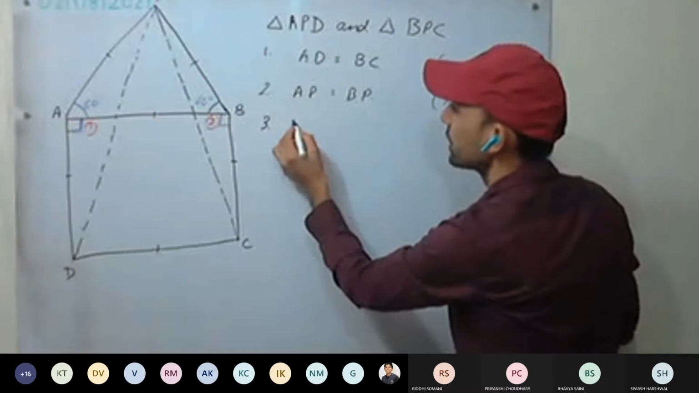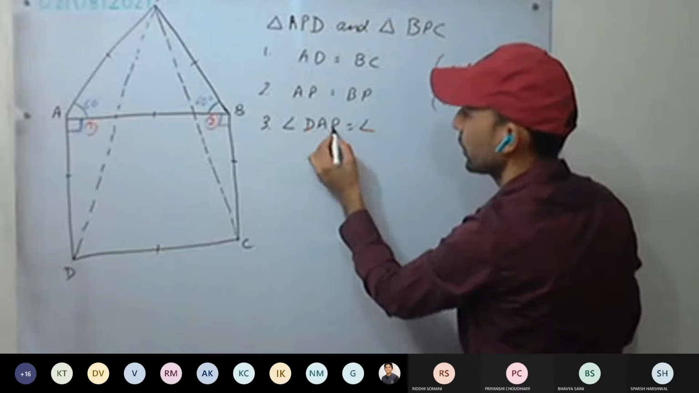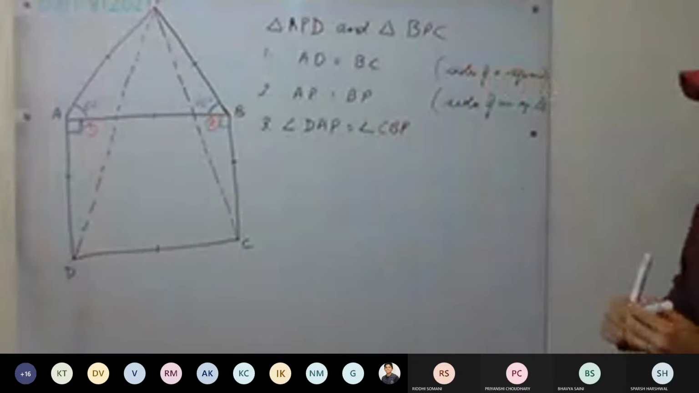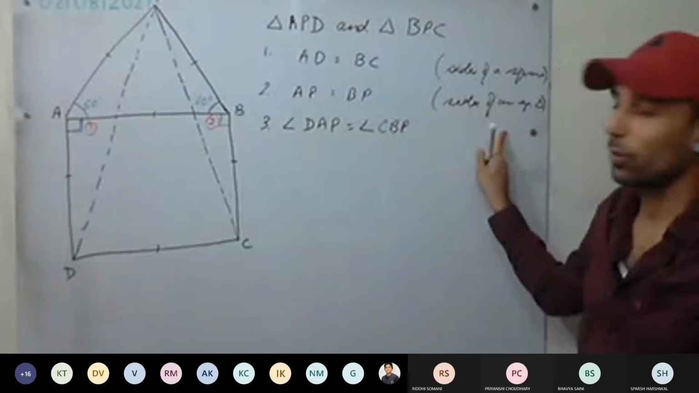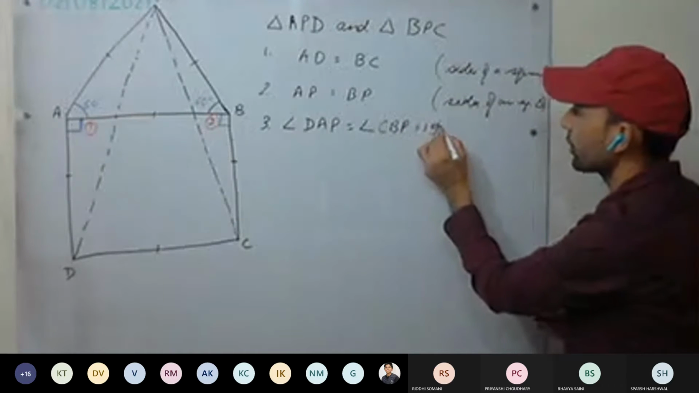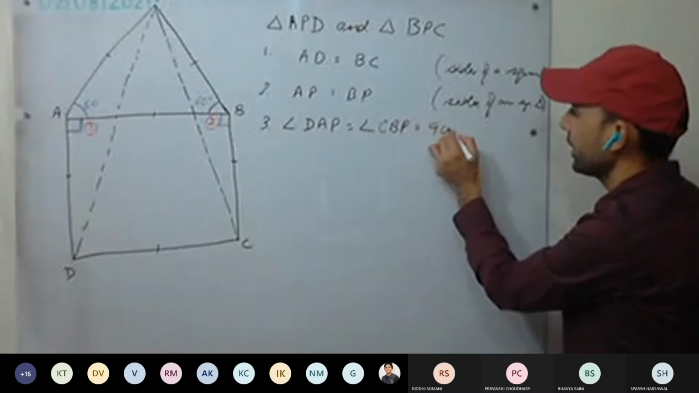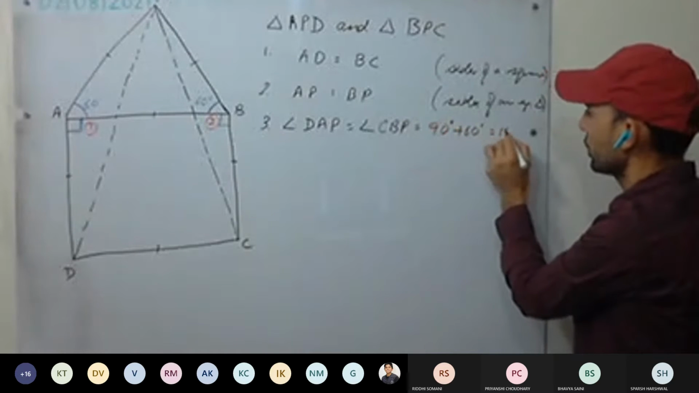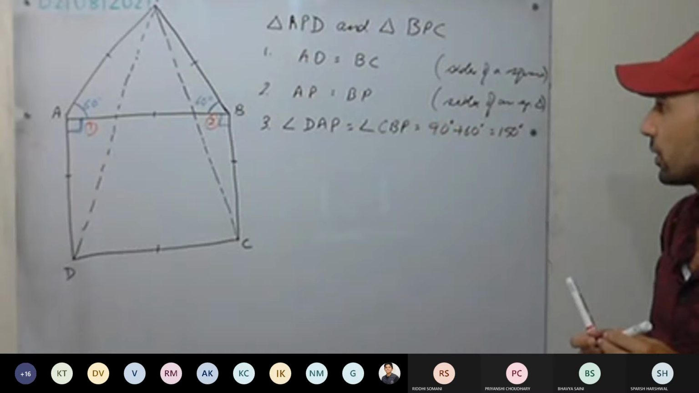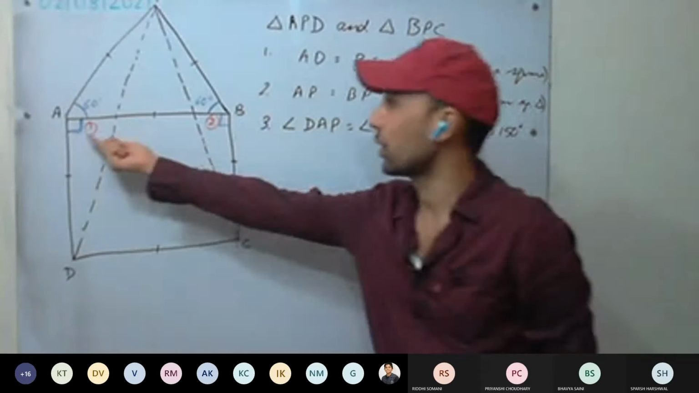Okay. Third one, angle DAP equal to angle CBP. This time leave the reason, no issue. We have shown it in the diagram, so it's already understood. This angle equal to this angle, you can write equal to 150 degrees. Or you can write it like this, 90 plus 60 degrees equal to 150 degrees. Now it is more understandable. We can understand how we have got 90 plus 60 degrees.